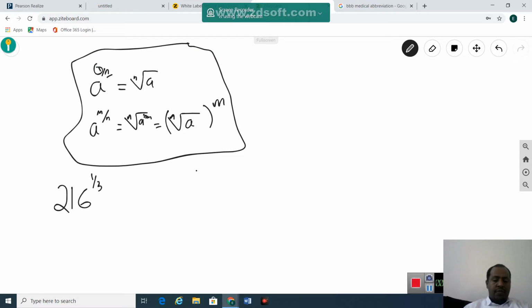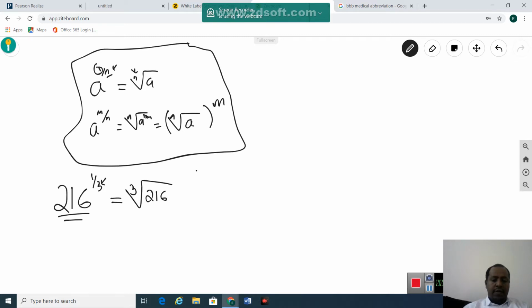In order to simplify this rational exponent, I will convert it to radical form. First I have to identify the denominator, which is 3. As you know from our key concept, the denominator is the index for the radical. Therefore, here the denominator is 3, so it will be the index. It will be the cube root of 216.